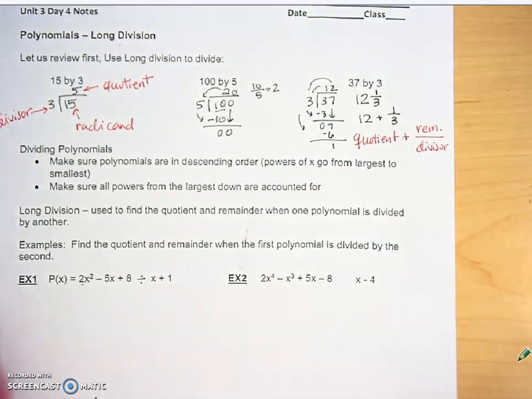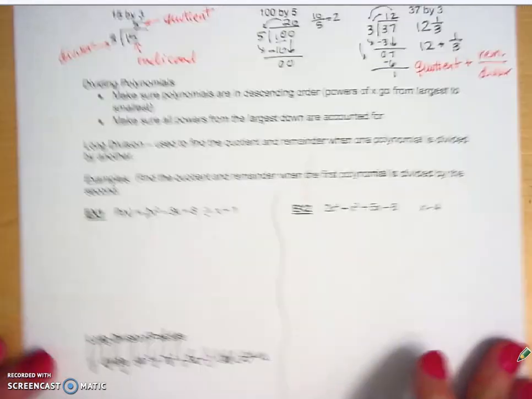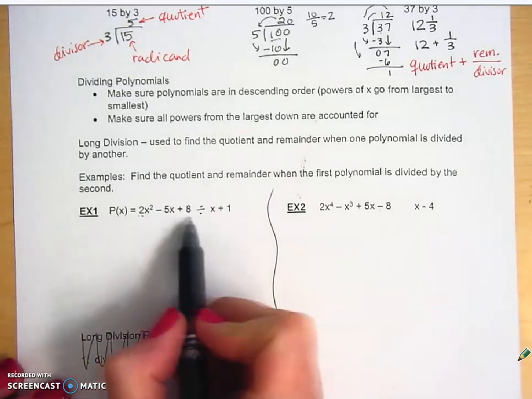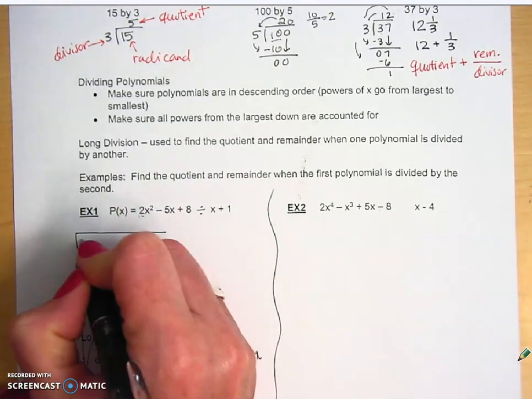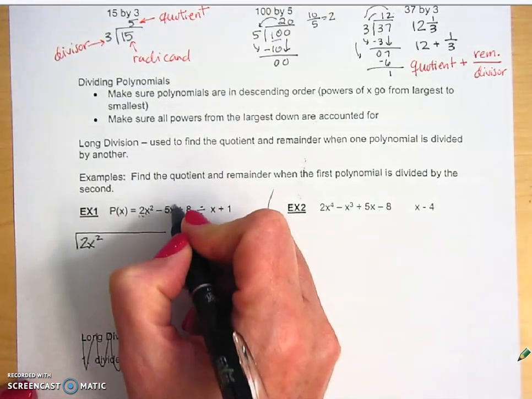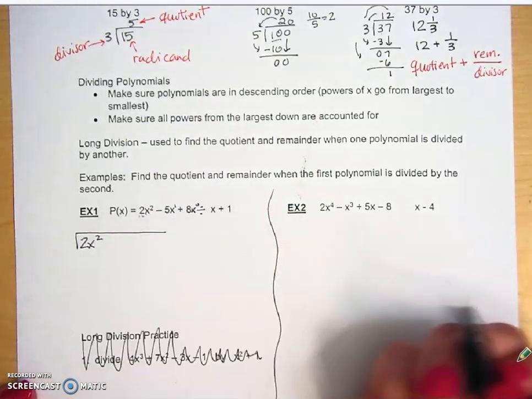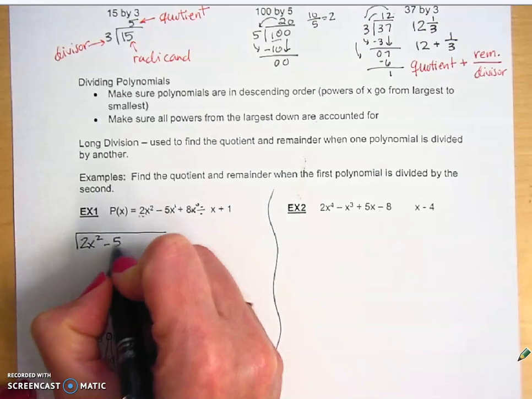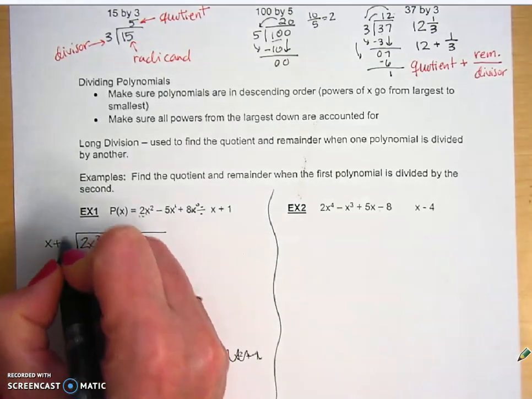Okay, so example 1. So whatever is written first is my radicand. So I'm going to put that here. And it's not missing any powers. I have x to the 2, x to the 1, and then no x's or x to the 0. So it's already in standard form. So minus 5x plus 8. My divisor goes on the outside.